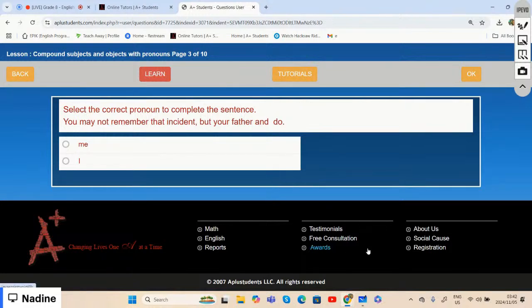All right. And if we were to choose the correct option, it says you may not remember that incident, but your father and me do. Or do we say you may not remember that incident, but your father and I do? Which one is correct? So you may not remember that incident, but your father and I do, or we say your father and me do.